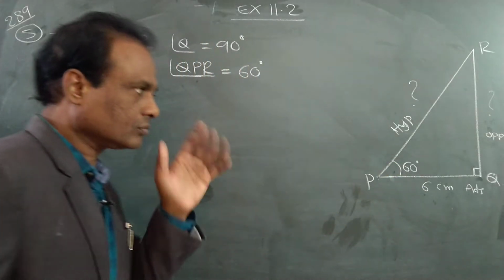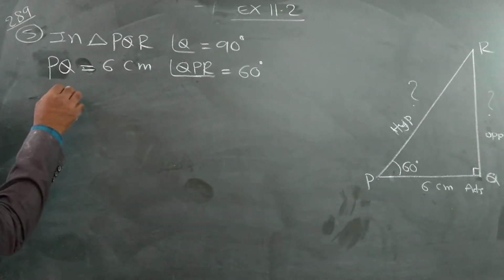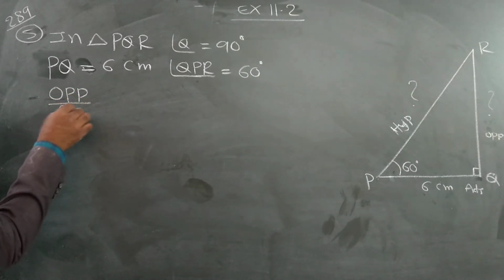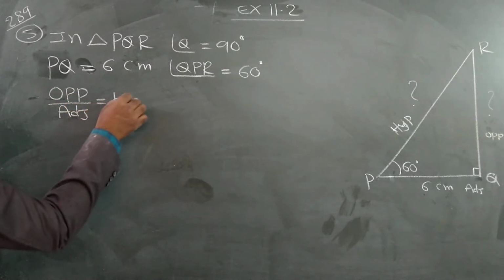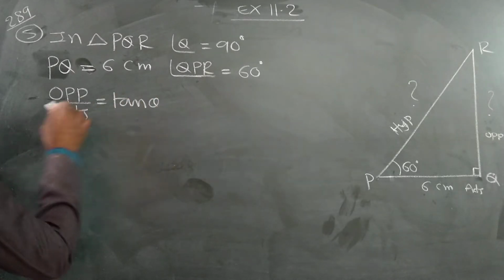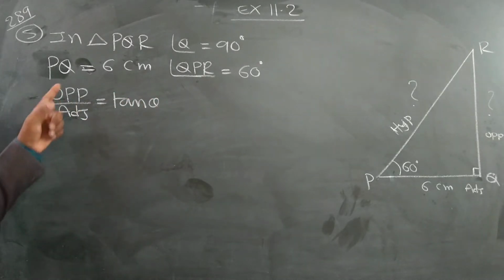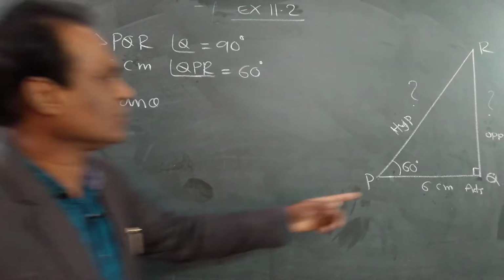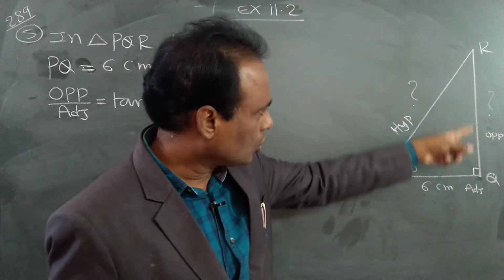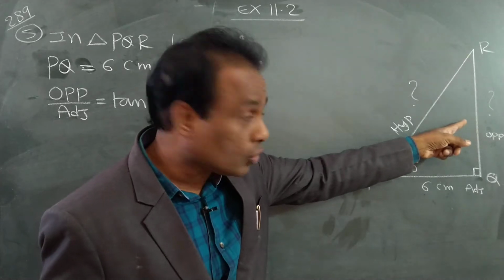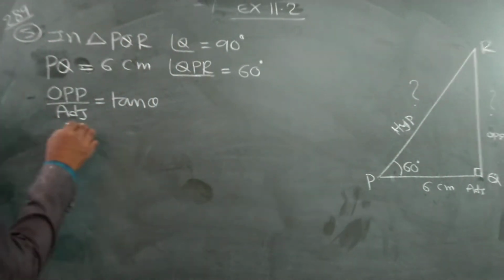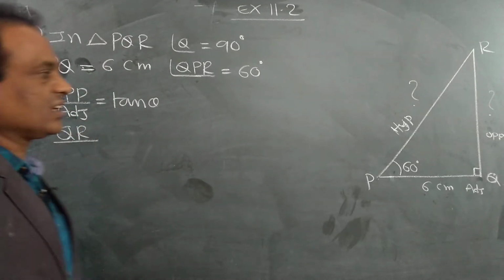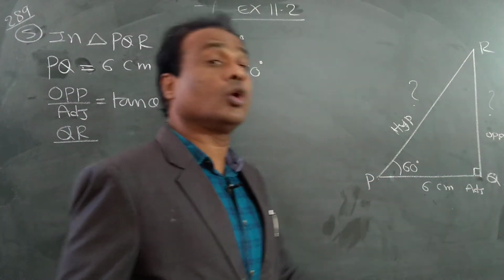See here. Don't write. Opposite by adjacent. What is the formula? Tan theta. This is the formula. Opposite side by adjacent side is the formula. I wrote the formula, but I will write opposite side. What is the opposite side? QR. See the board. QR. What is the adjacent side? Adjacent PQ.